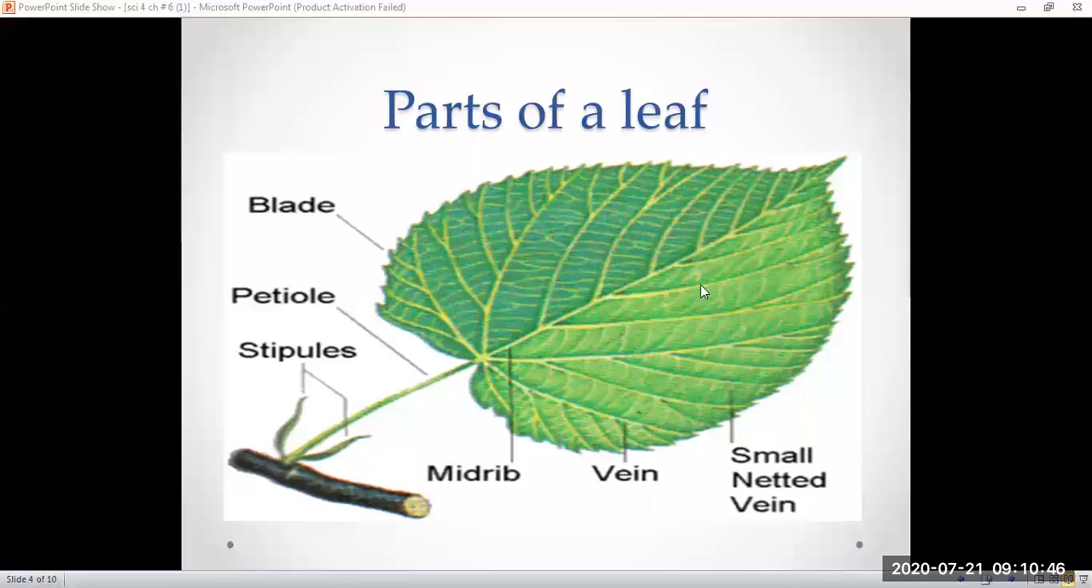From this midrib, many small veins grow further, and you can see these small veins, and in these small veins there are also very fine netted veins. These are the major parts of the leaf. Now we are going to discuss these parts in detail.